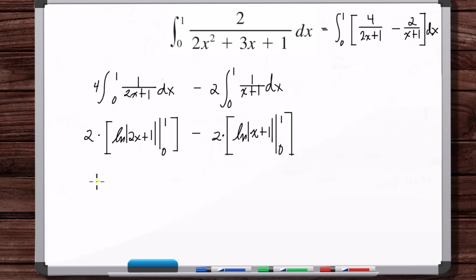Okay, so 2 times, you plug in 1, you get natural log of 3. We can remove the absolute value. You plug in 0, you get just natural log of 1, which is 0. Now minus 2. Here you plug in 1, you get natural log of 2, you can remove the absolute value, and then you plug in 0, you get natural log of 1, and natural log of 1 is 0.